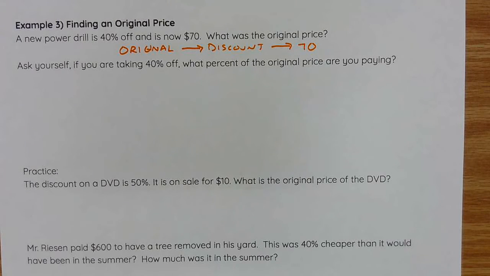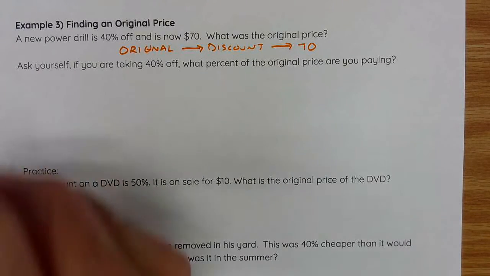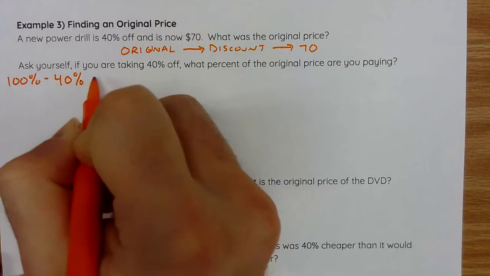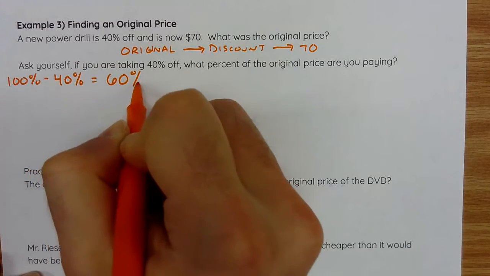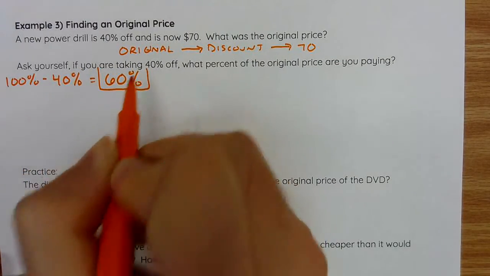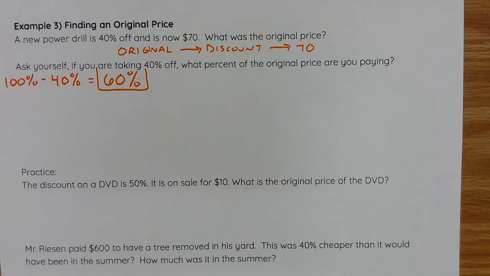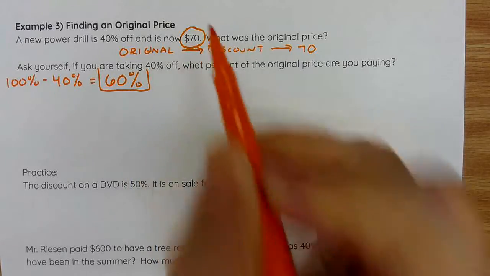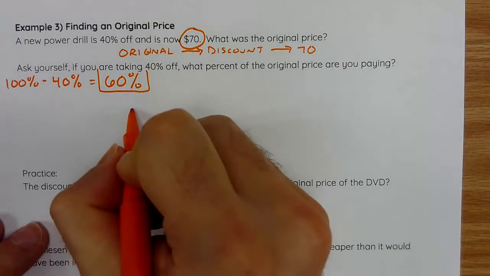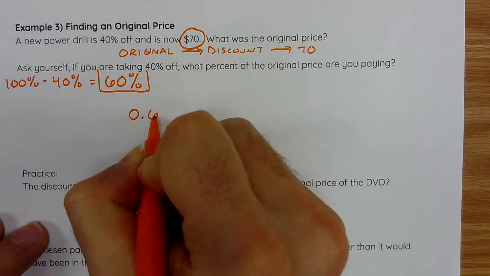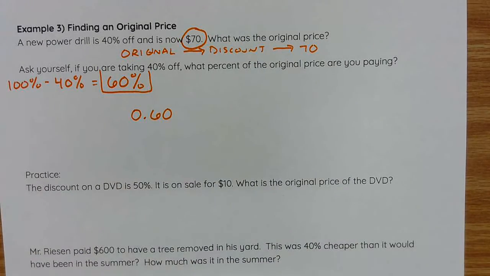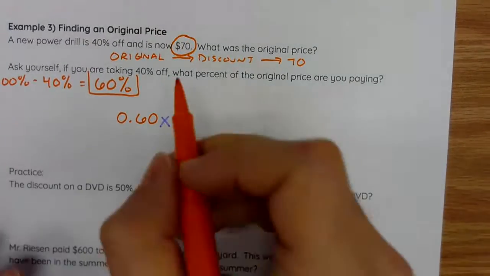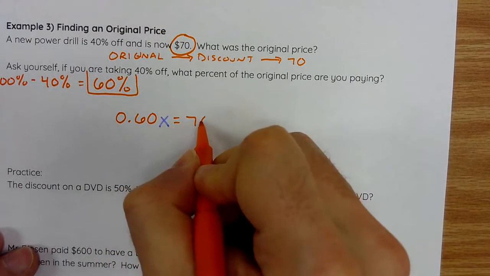If I take 40% off, so if I do 100% minus 40%, I paid 60%. That's the key to this problem. 60% of the whole is what I paid, which is $70. So let's think about that. 60%, so 0.60 times my price is going to equal $70.